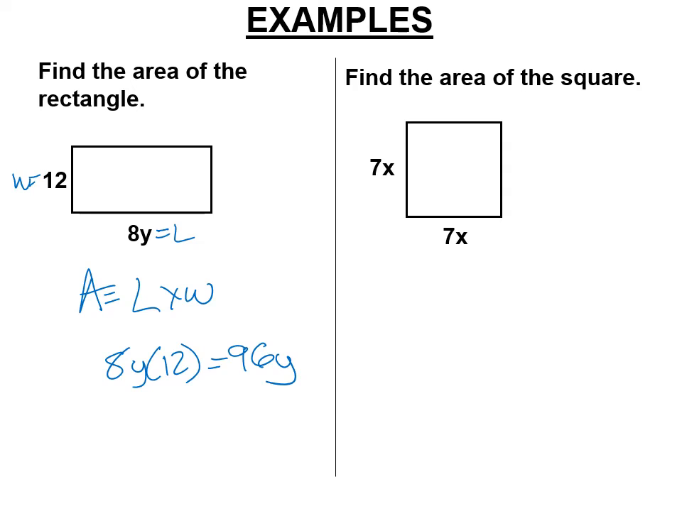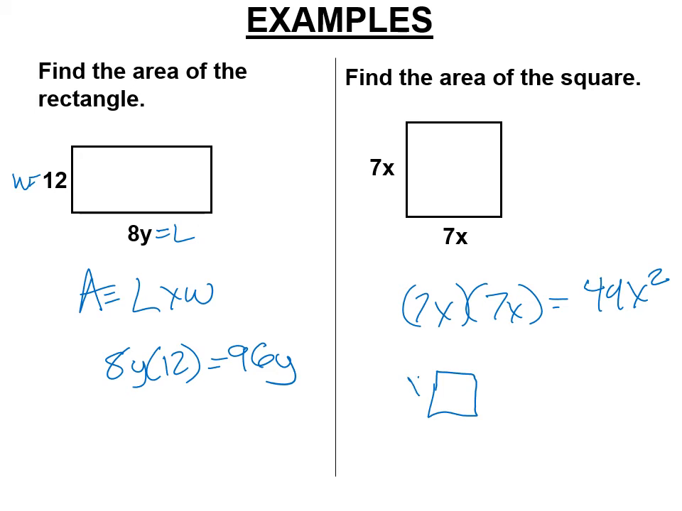Find the area of the square. Well, still length times width, but the sides are both the same here. So this is 7x times 7x. And 7x times 7x is 49x squared. Right? And now you're seeing where x squared comes from. If you have a square with sides of x, the area of that square is x squared. That's where it all comes from.